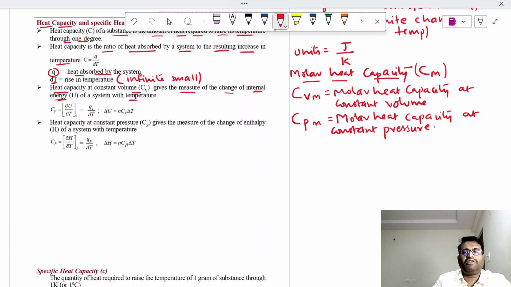So here we are discussing for 1 mole. Before, heat capacity meant whatever the amount of the substance taken, how much amount of heat energy is required to increase the temperature of that whole substance. But here, molar heat capacity means it is always calculated for 1 mole of the substance, and CV means at constant volume and CP means at constant pressure.